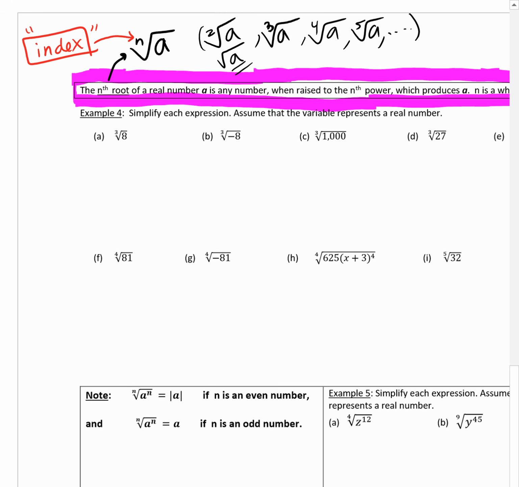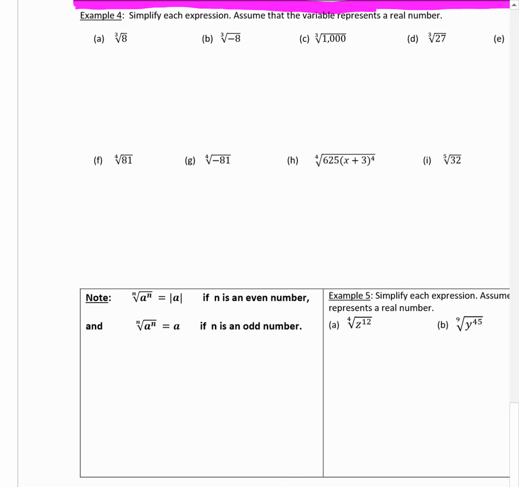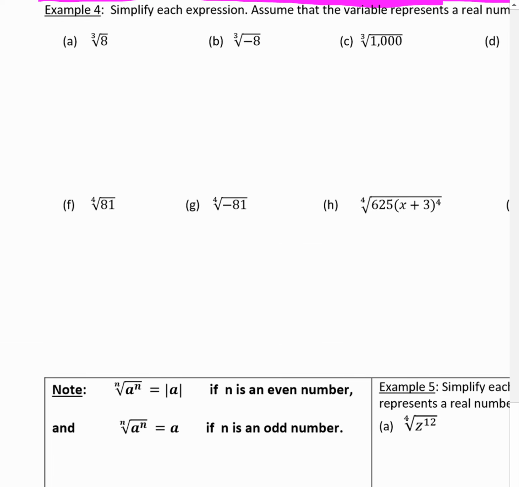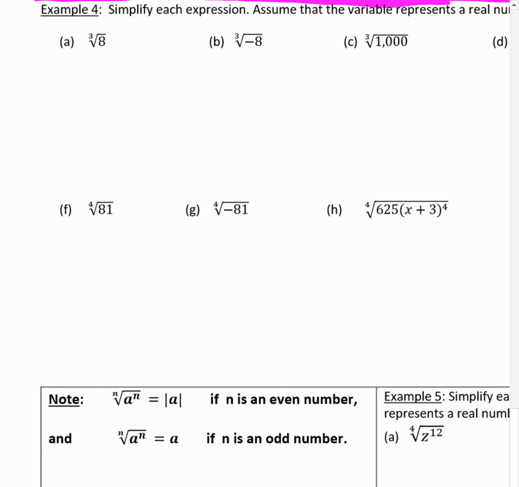So the nth root of a real number a is any number which, when raised to the nth power, produces a. It's confusing, but I think when we see a few examples, it'll make a lot more sense. Okay, let's try to simplify these. Let's look at part A. This is asking what's the third root of 8, or the cube root of 8.